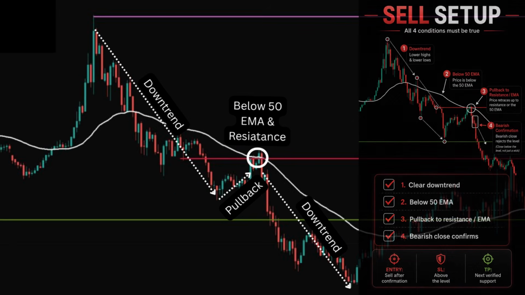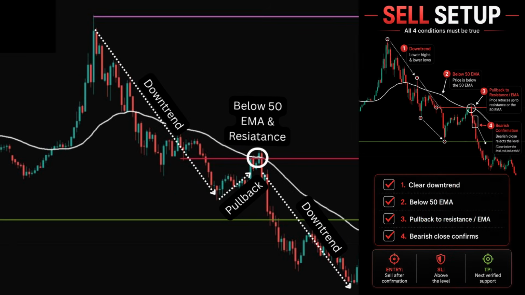4 conditions before I sell. 1. Clear downtrend. Lower highs, lower lows. 2. Price below the 50 moving average. 3. Price pulls back up into a resistance level or the moving average. Most people sell as soon as price falls. I wait for the bounce.